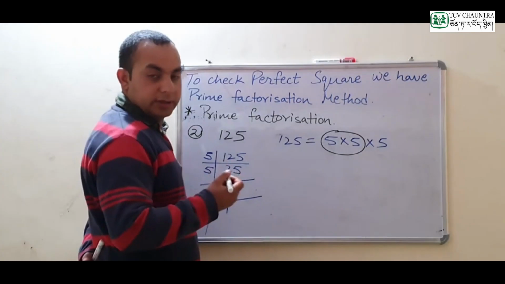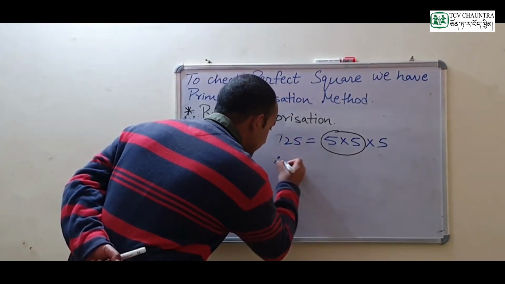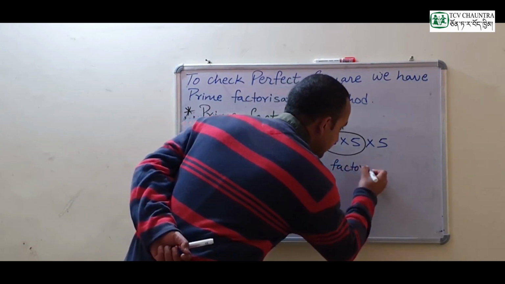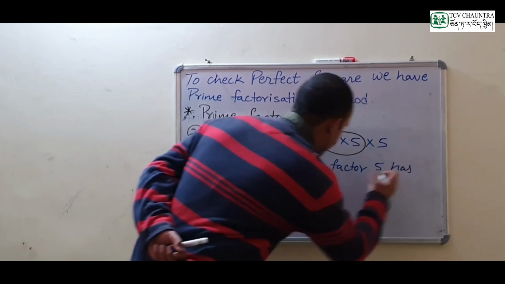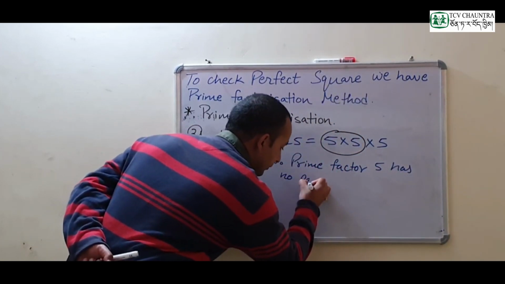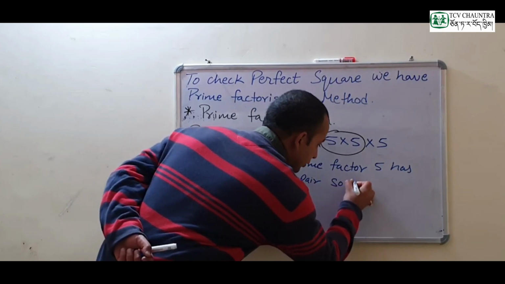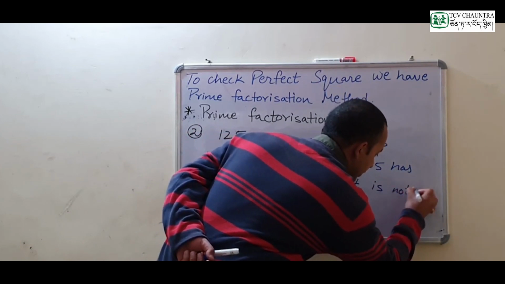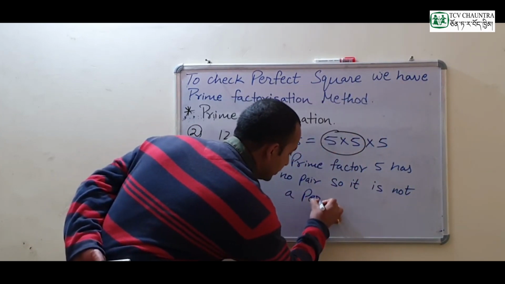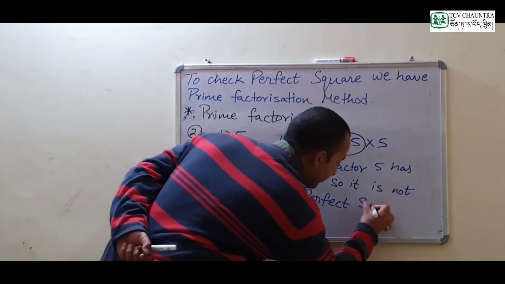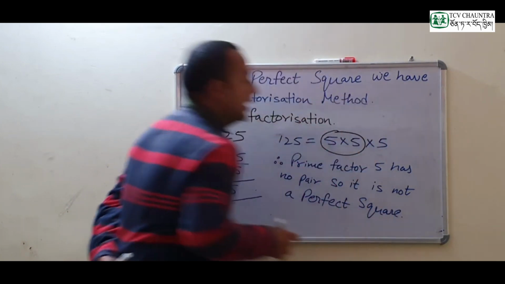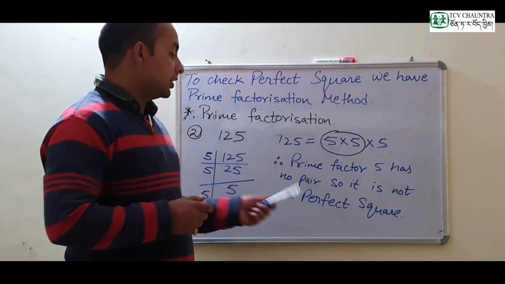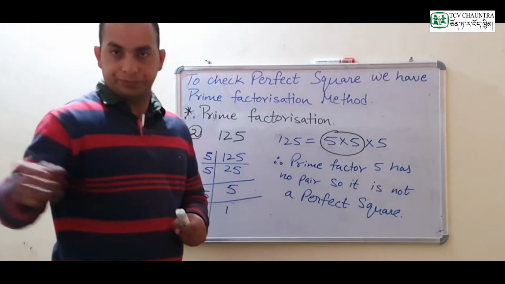So what will you say here? You will say therefore, prime factor 5 has no pair, so it is not a perfect square. If all prime factors have pairing, it is a perfect square; if the prime factors have no pairing, it is not a perfect square.